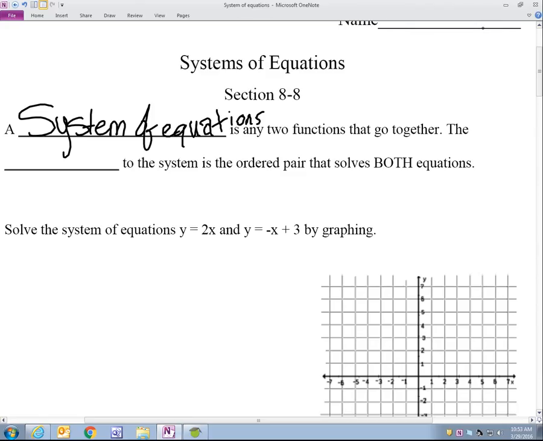Systems of equations, section 8.8. A system of equations is any two functions that go together.